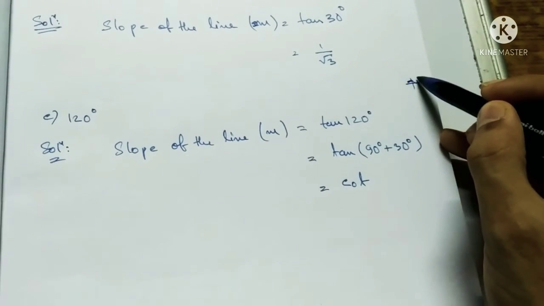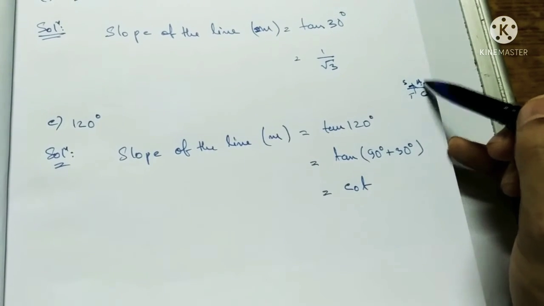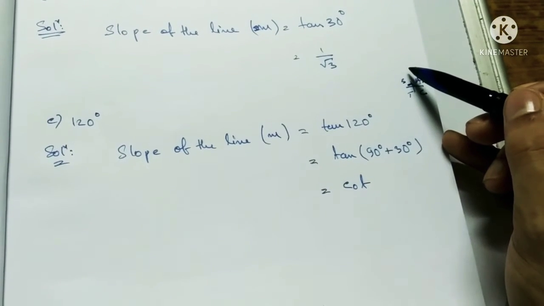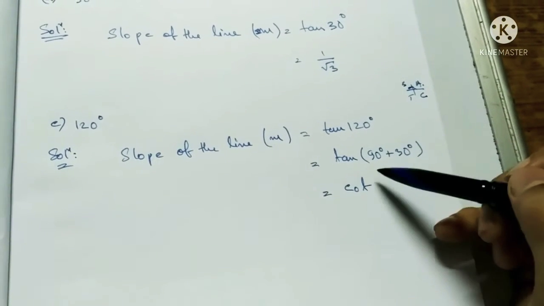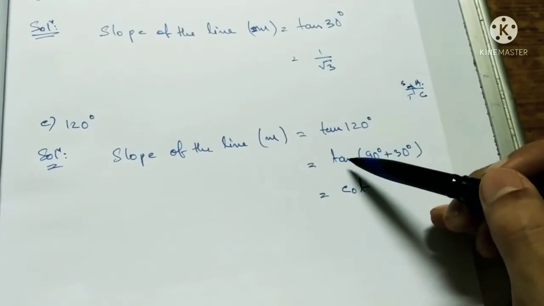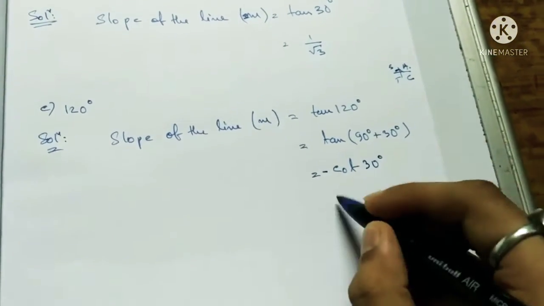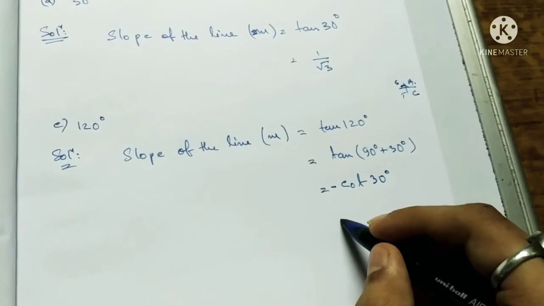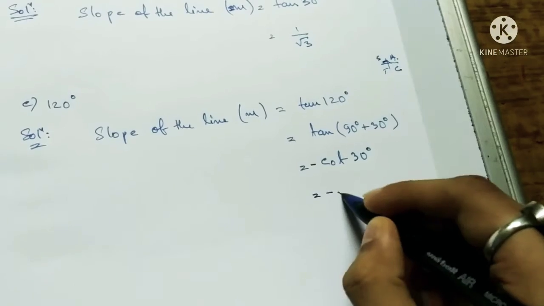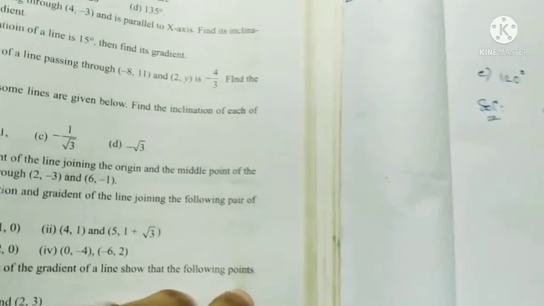90 plus 30 is in the second quadrant, A, S, T, C. Here all positive, here sine and cosec positive. So this is cot, and tan in the second quadrant is negative. So this will be minus cot 30 degrees. Cot 30 degrees value is root 3. So this is equal to negative root 3. Let me check the back answer for 9.1 part C.